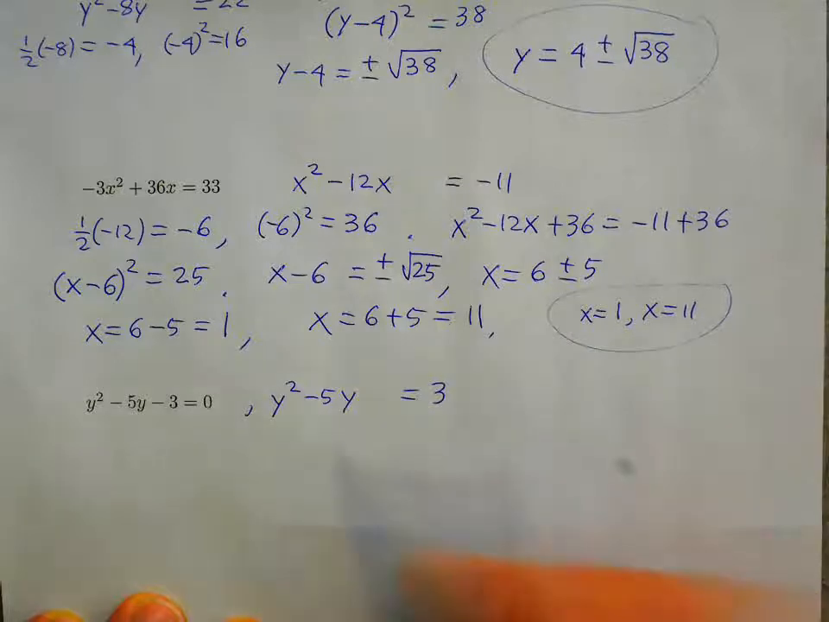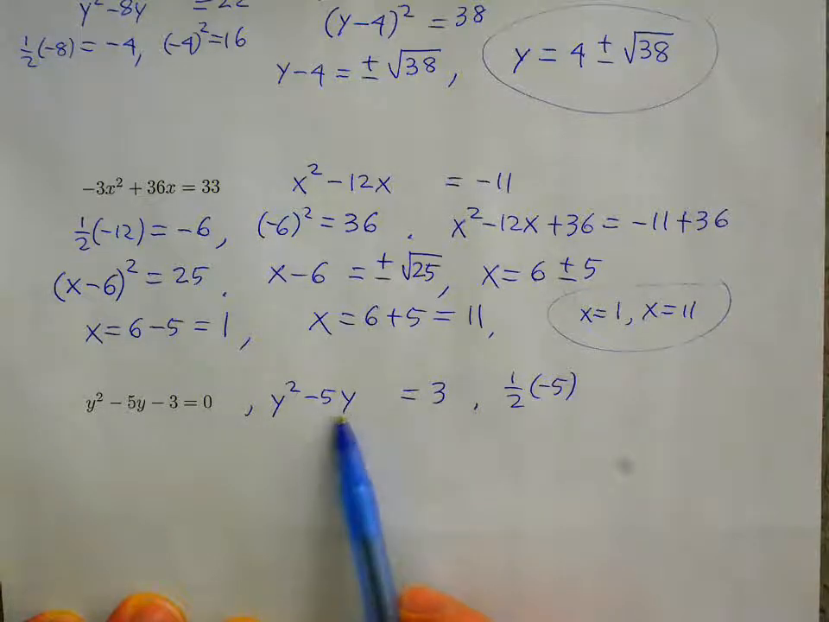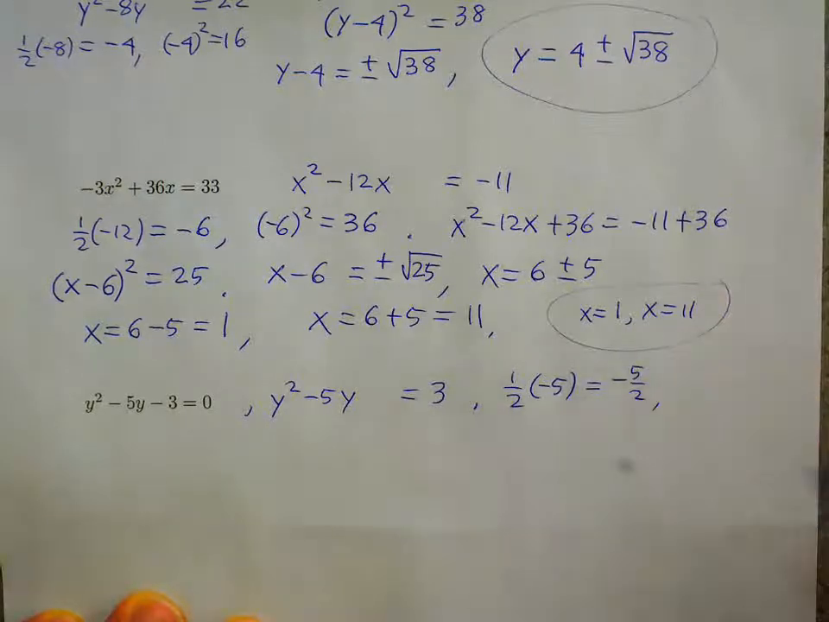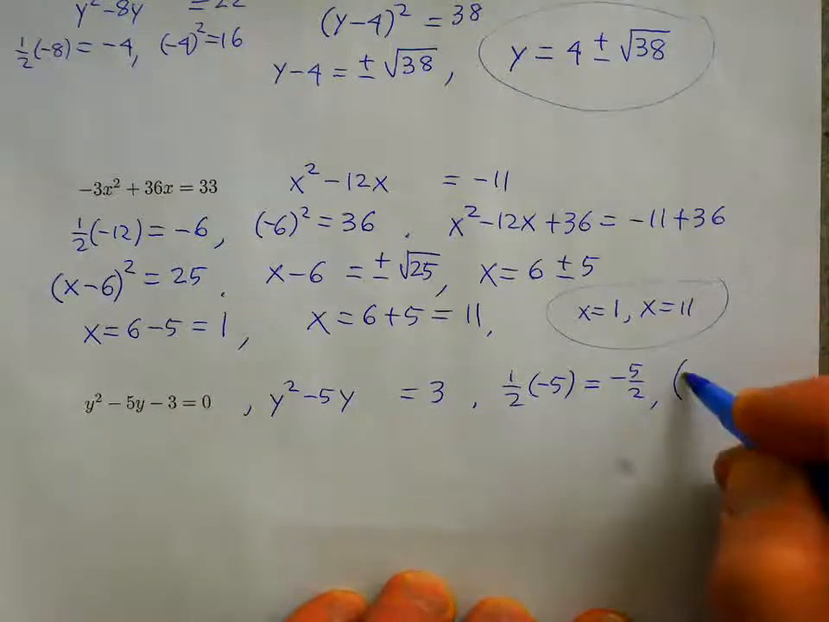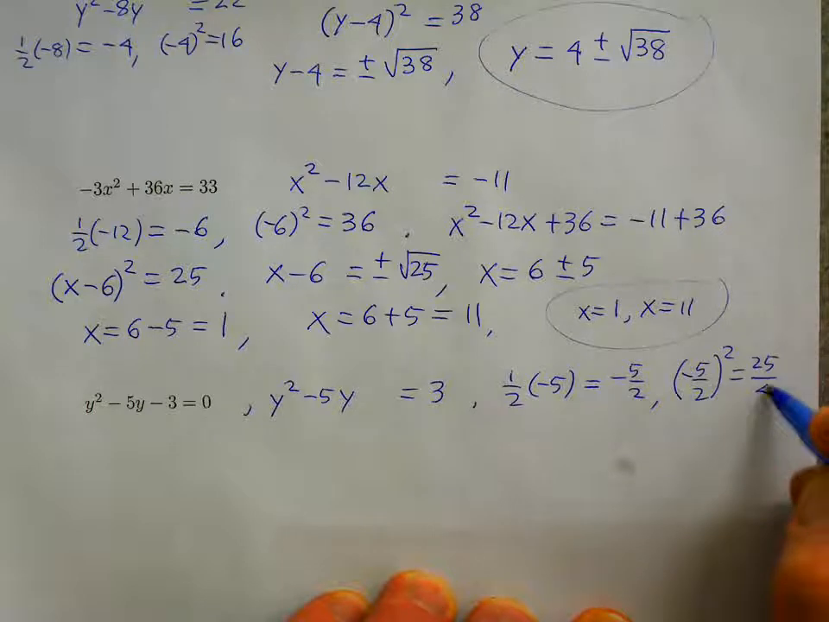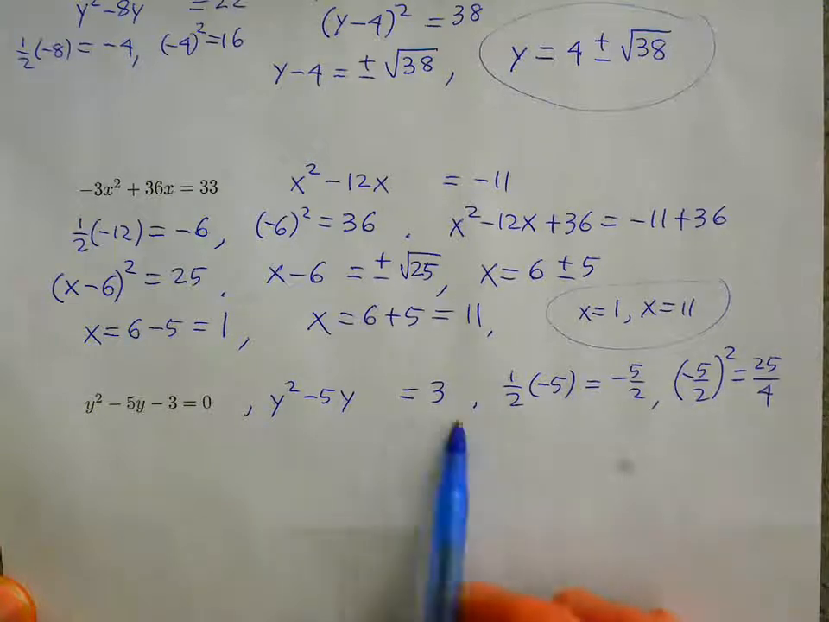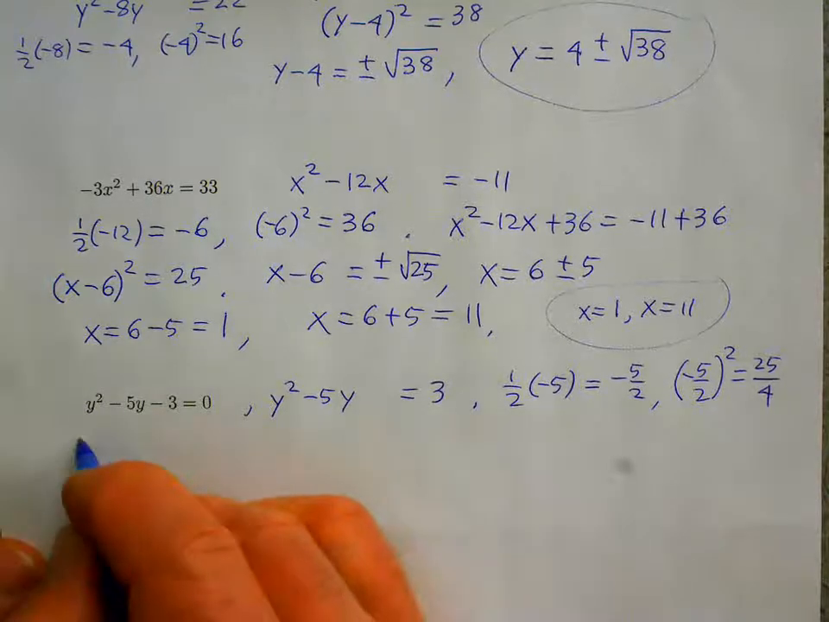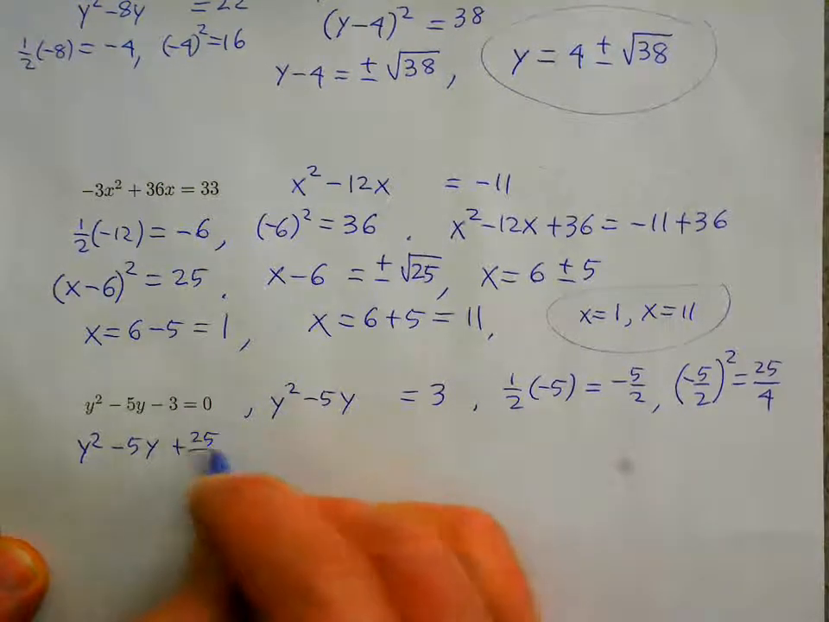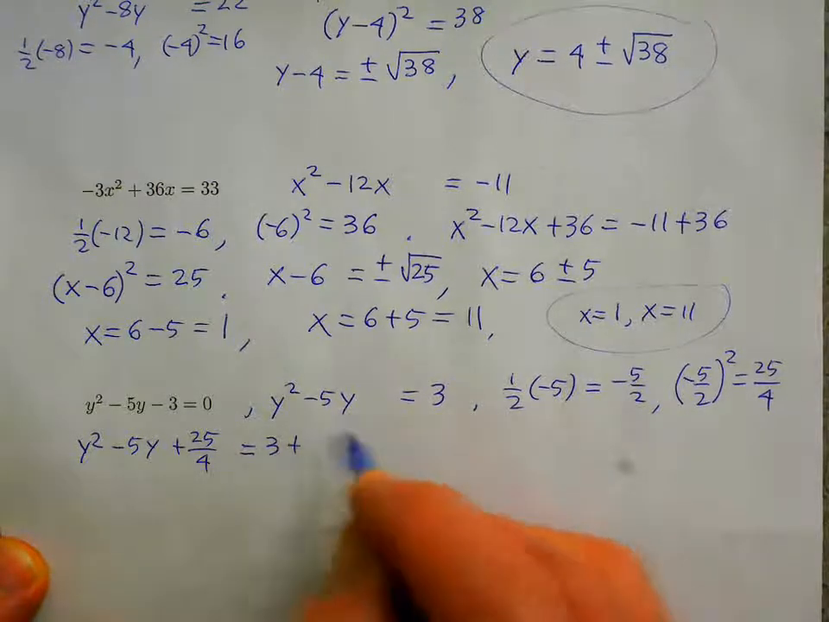So now we take 1/2 of -5. Negative 5 is the coefficient of y. 1/2 of negative 5 is negative 5 halves. And then we square that number. The number negative 5 halves squared is positive 25 fourths. And this is the number that we're going to add to both sides of this equation. So we get y squared minus 5y plus 25 fourths on the left-hand side, and on the right-hand side, 3 plus 25 fourths.